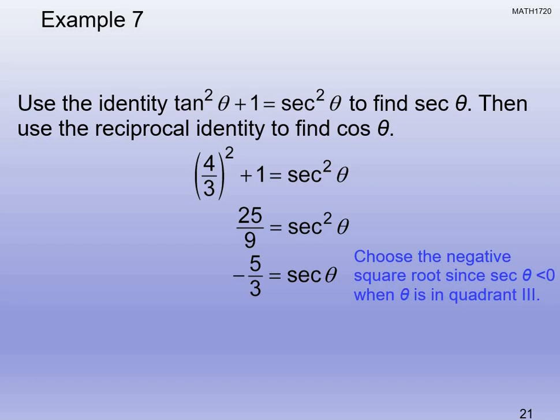If we know what secant of theta is, we should obviously know what cosine of theta is, by taking the reciprocal. Remember, the reciprocal is just flipping it. You're taking 1 over itself, but it's really flipping it around. So it ends up being negative 3/5 for the cosine function.